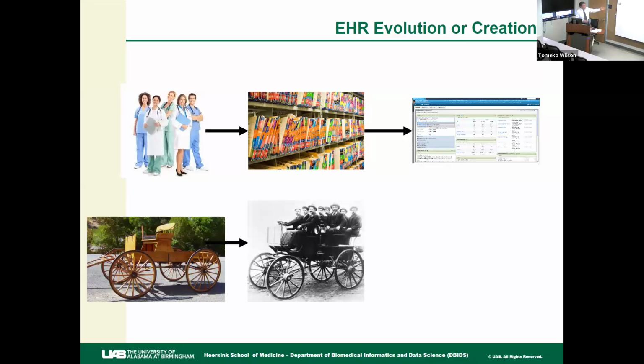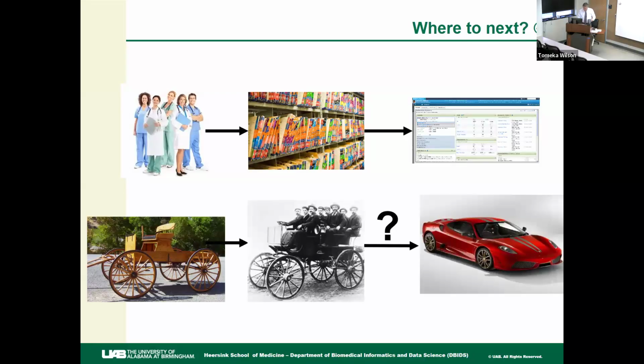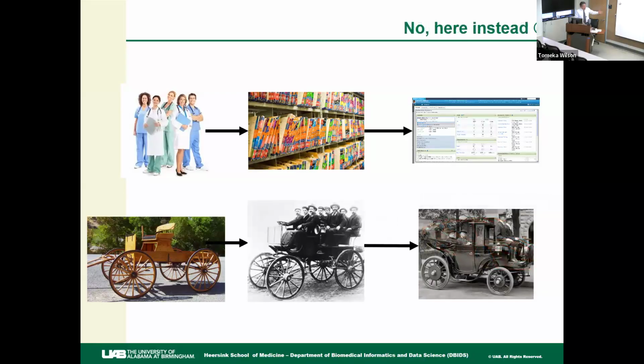When we were inventing cars at the turn of the last century, we started with a horse-drawn carriage, and we went to the horseless carriage. So, where do we want to go next? Well, we want to go to something like that, right? But that's not what happened. What happened was that we got a fancier horse-drawn carriage, because they just kept saying, well, what's wrong with this?